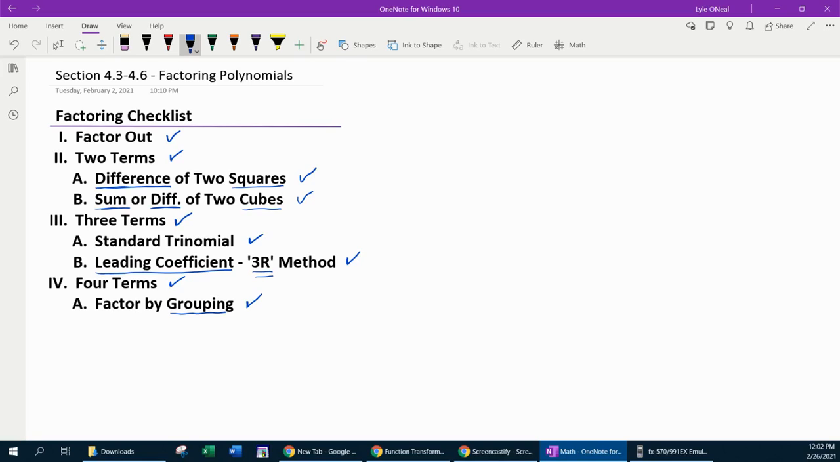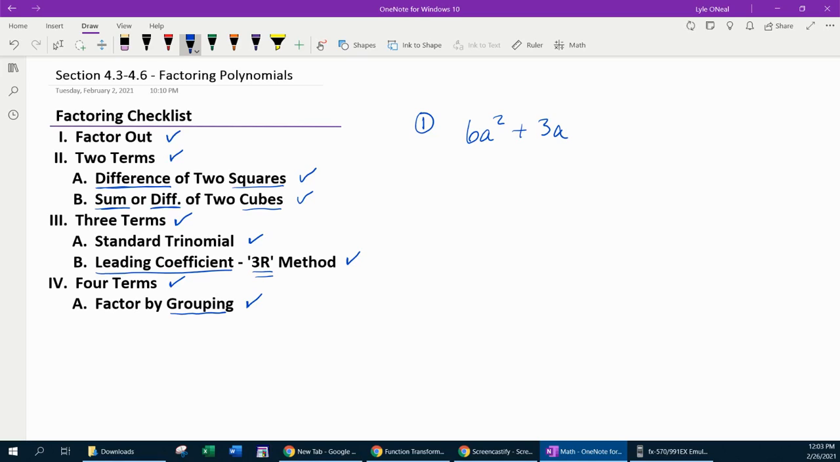Now, what we're going to do is go through examples where I'm going to cover each one of these in order. So we're going to work our way down the checklist as we go through the examples. I'm in section 4.3, and from this exercise set, we're going to look at problem number 1 first. And then later, as I move to a different section, I'll state that before I do the example.